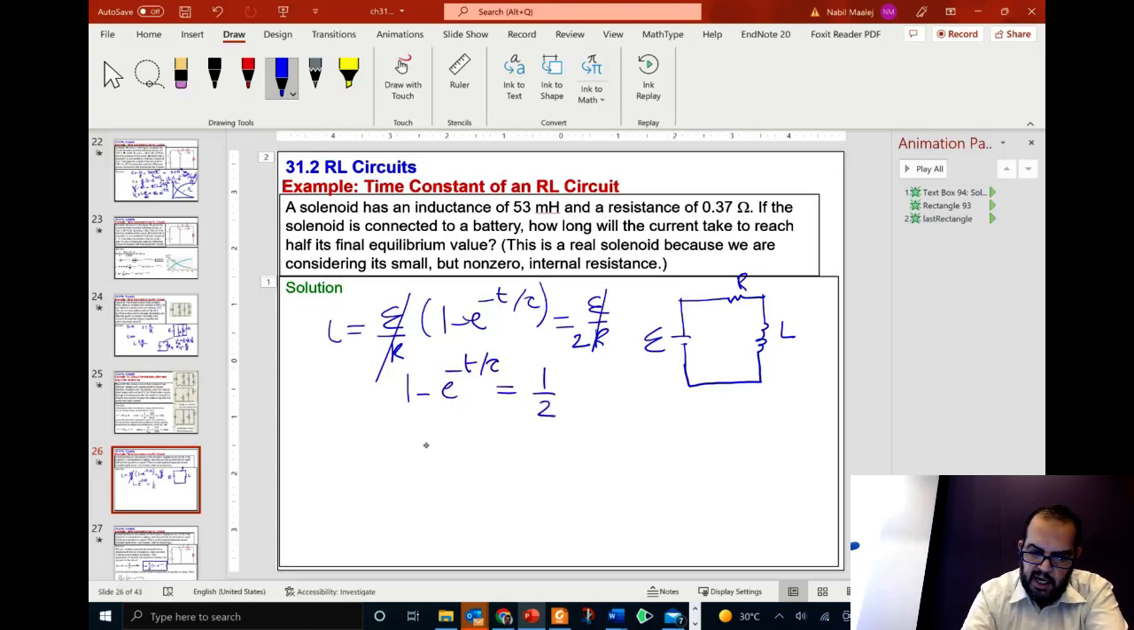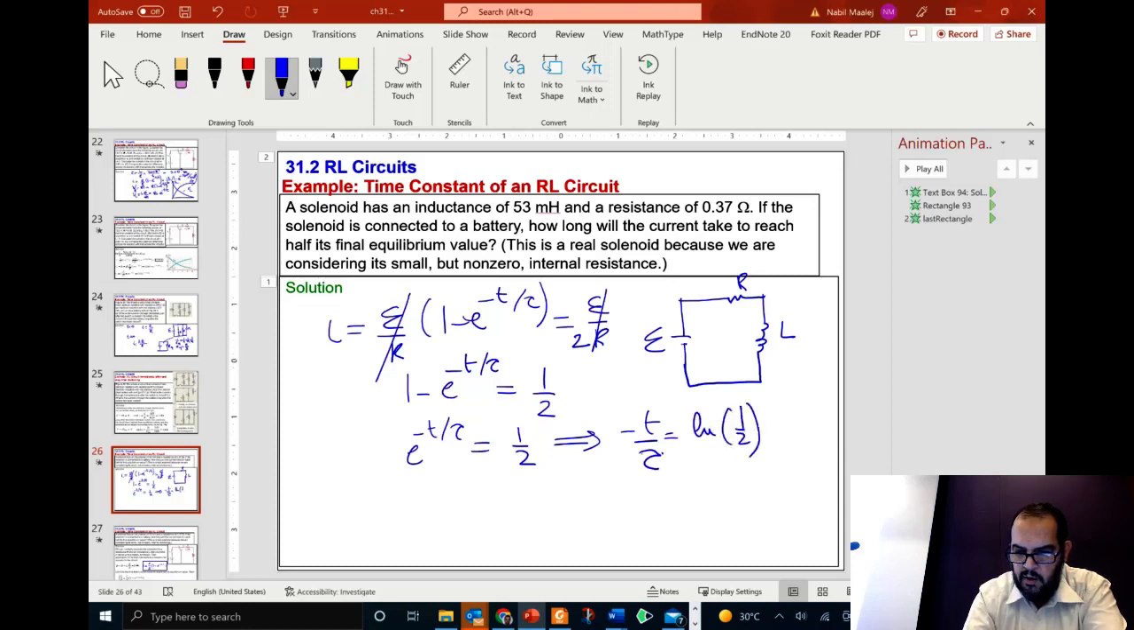Okay, so we can rearrange this. Exponential minus t over tau is equal to 1/2, and we take log of both sides, so we get minus t over tau is log of 1/2, or we can write t is log of 2 times tau. Remember, log of 1/2 is minus log of 2, and so the time t is going to be L over R times log of 2.